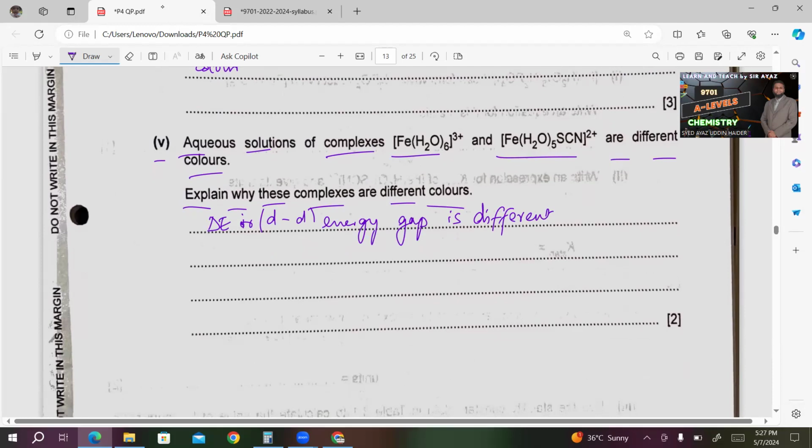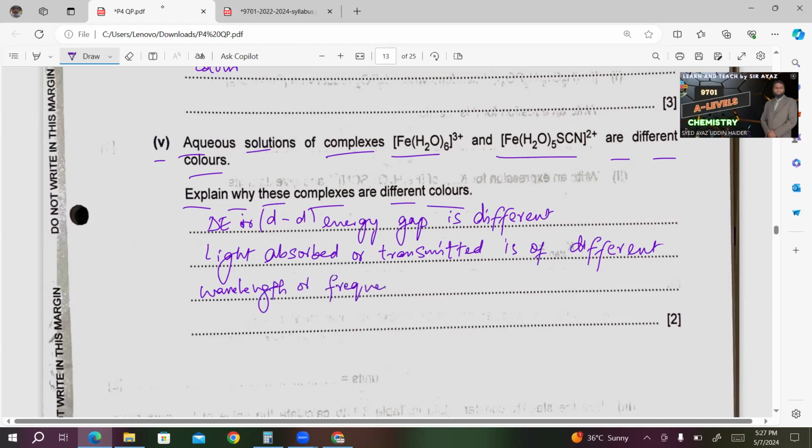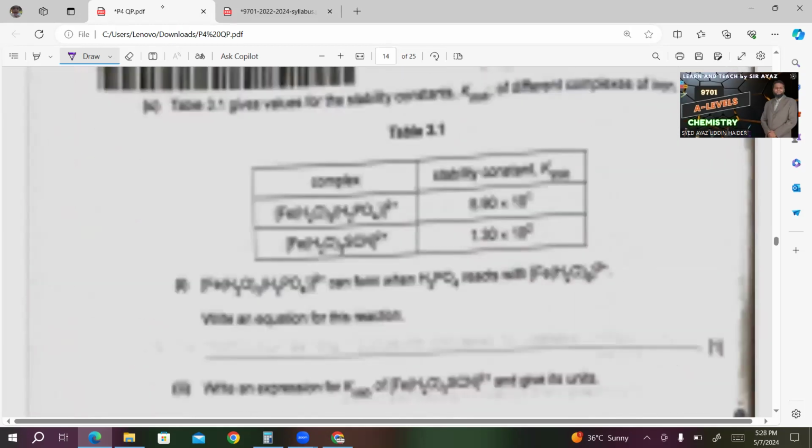Now, light absorbed or transmitted is of different wavelength. Even you can write frequency. Moving to next question.